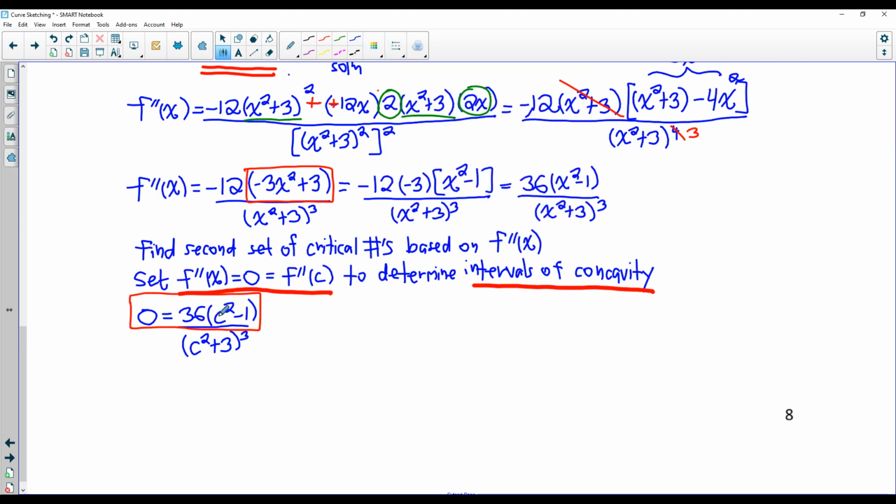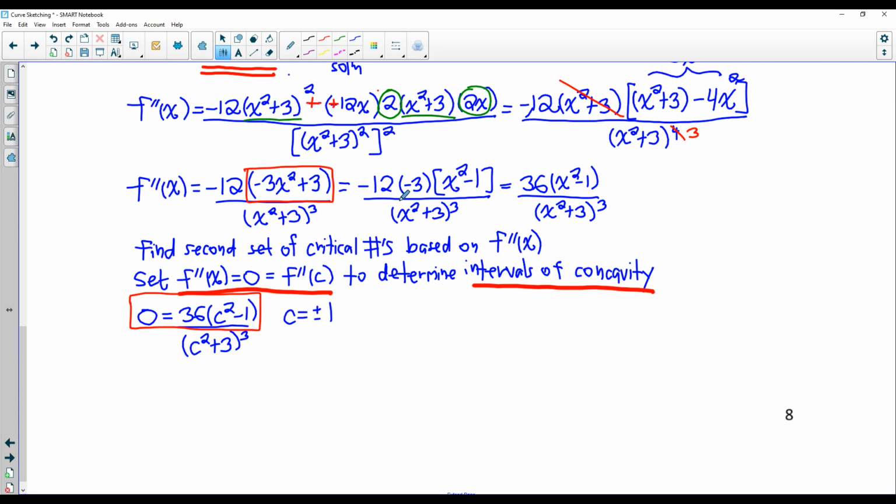So there's two possible critical numbers here. You can either plug in c is equal to positive 1, and then 1 squared minus 1 is 0, or negative 1, and then negative 1 all squared minus 1 is also equal to 0. So you'd have c is equal to plus or minus 1. Okay, I'll come back to this note in just a moment when we talk about the points of inflection.